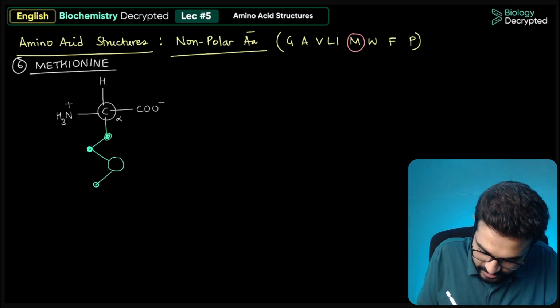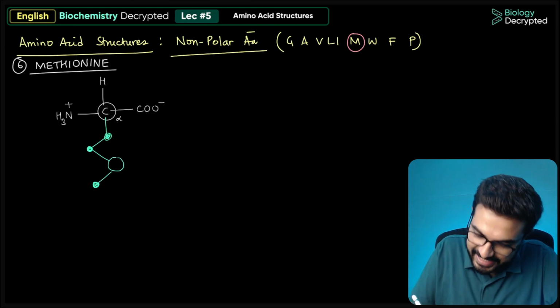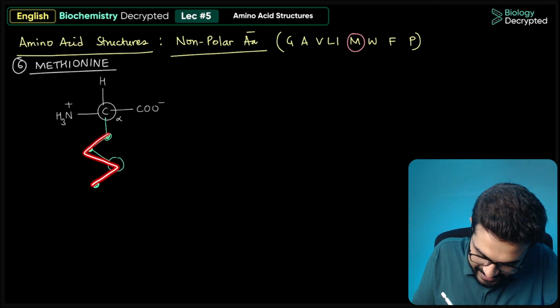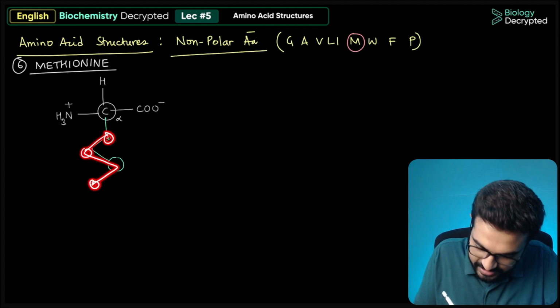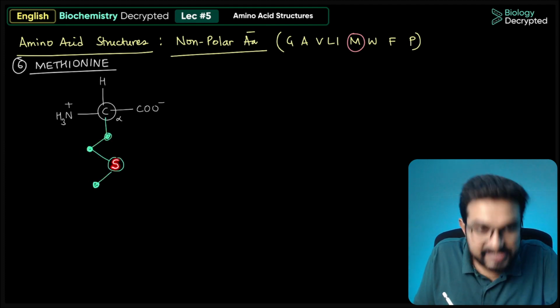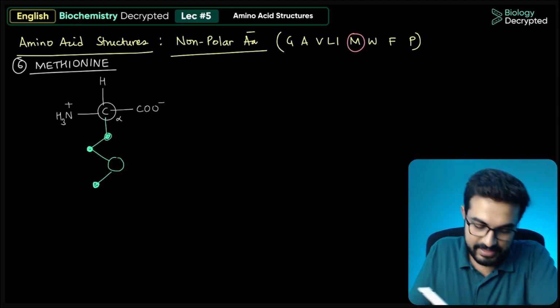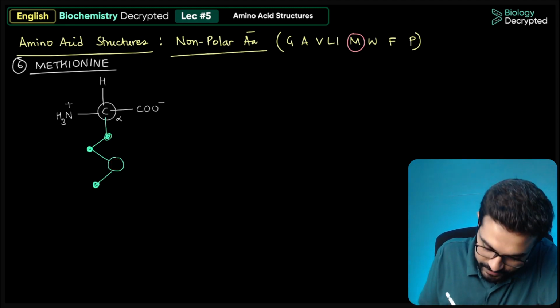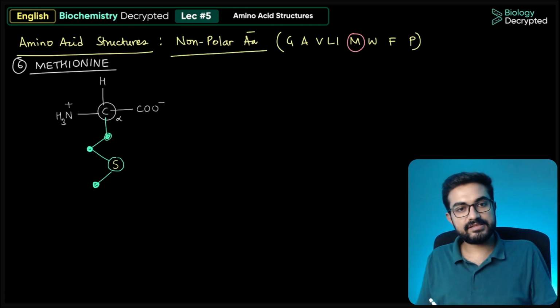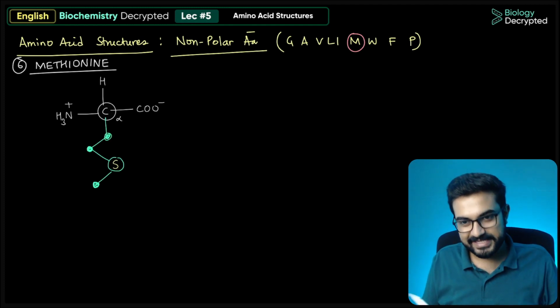Then we'll make another ball. Well, this is an S-like structure, where there are 3 carbons here. Actually, here you will make a sulfur. So here we'll be making a sulfur. This is the structure of methionine. This is as simple as that.